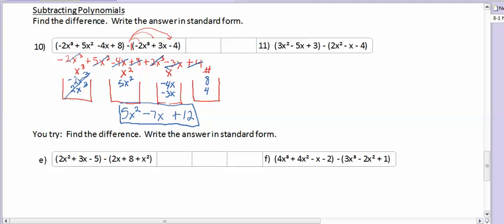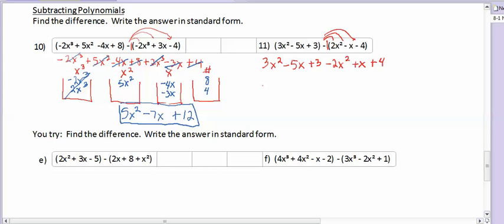Okay? Alright, so now let's do the same thing with the number 11. We're going to go ahead and remember that there's an invisible 1 right here. And we're going to do distributive property before we do anything else. Do everything we see inside those parentheses. So I'm going to go ahead and write what's on the left, the 3x squared minus 5x plus 3. And then I have a negative and a positive is negative 2x to the second. Negative and negative is positive x. And negative is a positive 4.